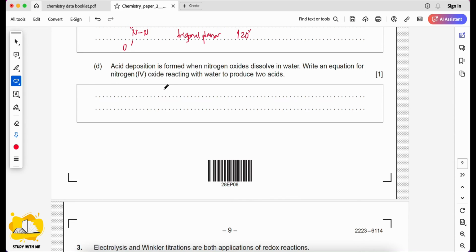Acid deposition is formed when nitrogen oxides dissolve in water. Write an equation for nitrogen dioxide reacting with water to produce two acids. So it's 2NO2 gas reacting with water in liquid state, producing HNO2 in aqueous state and HNO3 in aqueous state as well.